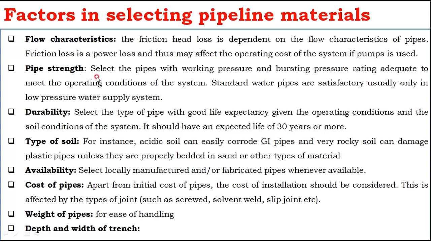Then pipe strength. Select the pipe with working pressure and bursting pressure rating adequate to meet the operating conditions of the system. Standard water pipes are satisfactorily useful usually only in low pressure water supply systems. Okay, I will explain in general.